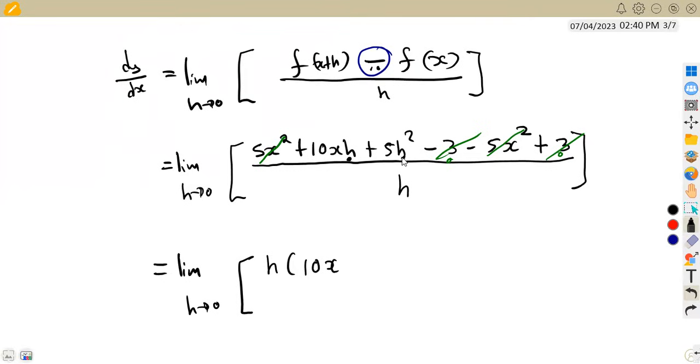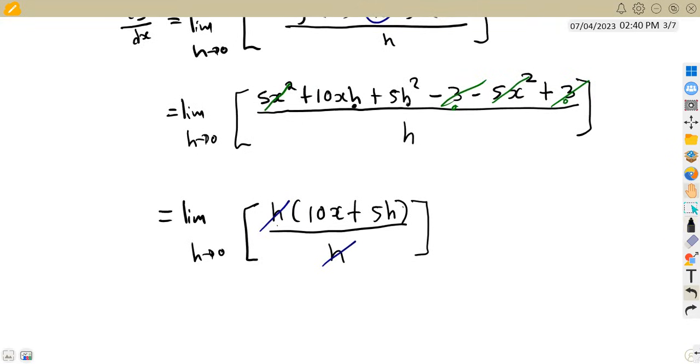There are two h's here. We divide by 1, so we're going to remain with 1h. So that is 5h, all right? So everything is over h. Now we can get rid of the h that is in the denominator by canceling with this part, meaning we are remaining with the 10x plus 5h.